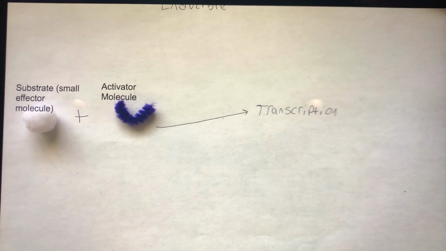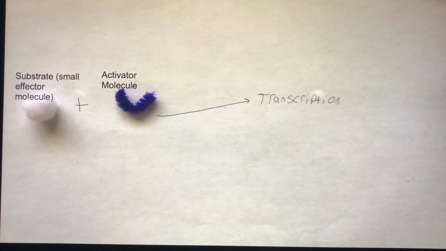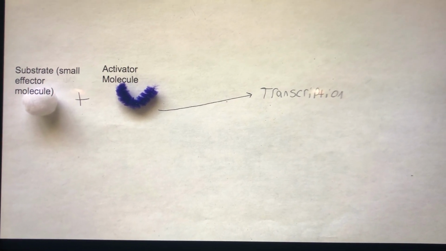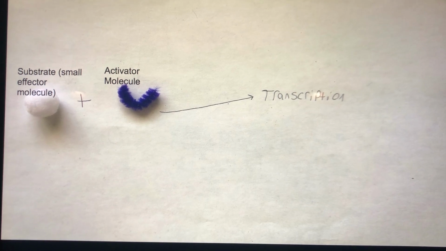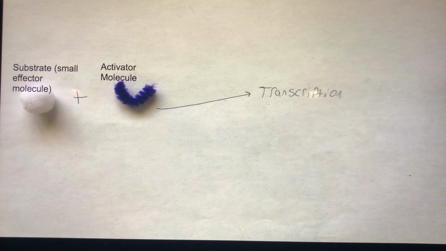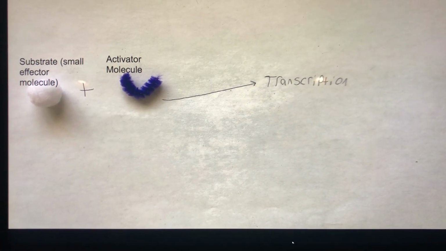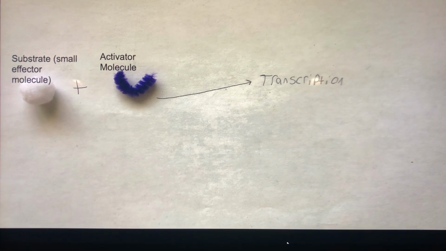Inducible control describes when a cell that has transcription turned off in normal settings turns it on when a small molecule known as an effector binds to the activator molecule to change its conformational shape. In positive inducible regulation, transcription is normally off, but in the presence of an effector molecule, the activator binds to the promoter region to initiate transcription.